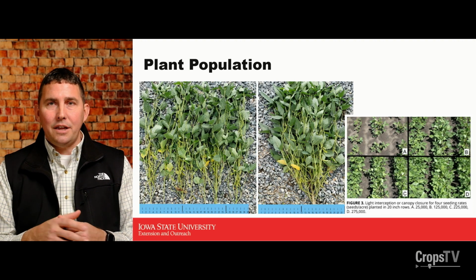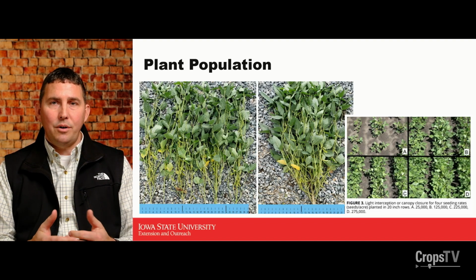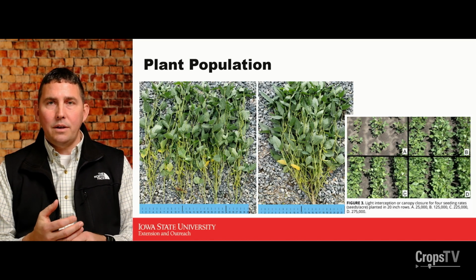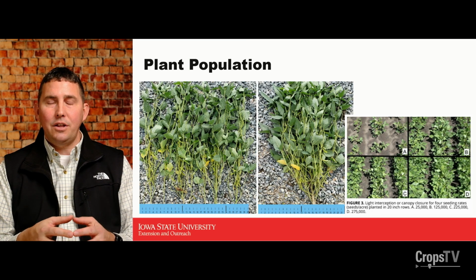At the same time, I'm showing an aerial image on the right side that looks at how much ground cover there is just ahead of soybean flowering. The top left, A, is 25,000 seeds per acre. B is 125,000 seeds per acre. C is 225,000, and D is 275,000 plants per acre. What you can notice is how much canopy cover we have. And again, I think the key thing here is that we do want to have full canopy cover by the time we get to pod set.